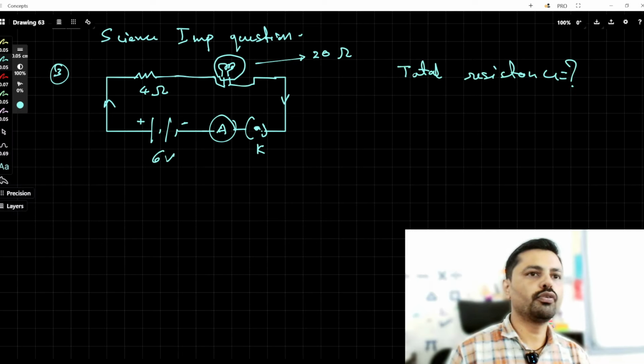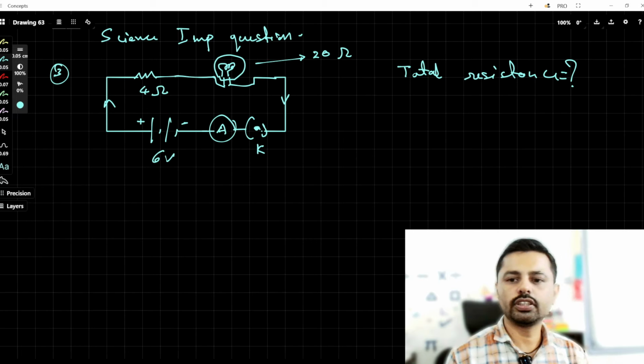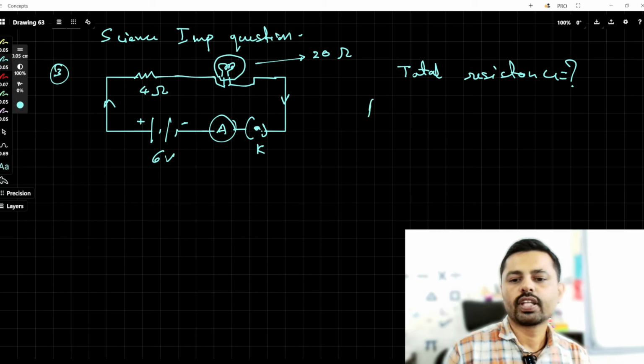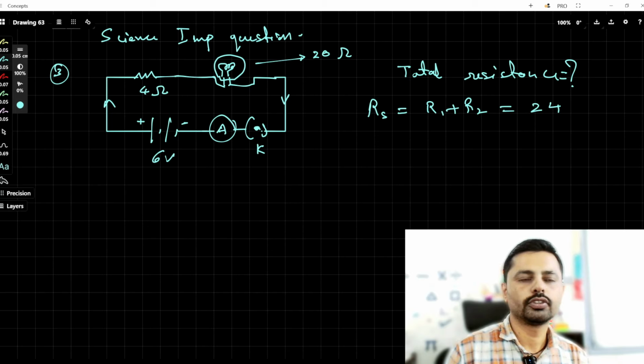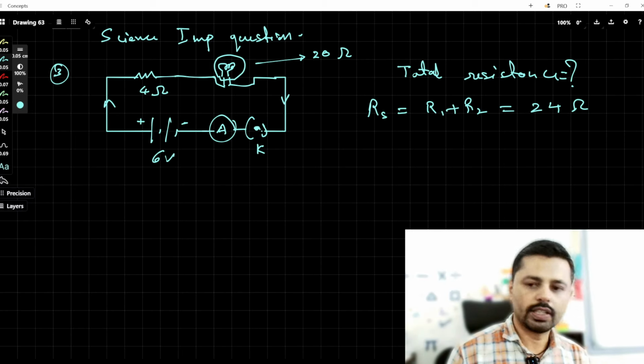Now observe how you get the resistance. Is there anything in parallel? It's all in series. So R_s equals R1 plus R2, that's 24 ohm. Got it? Now the current through the circuit.